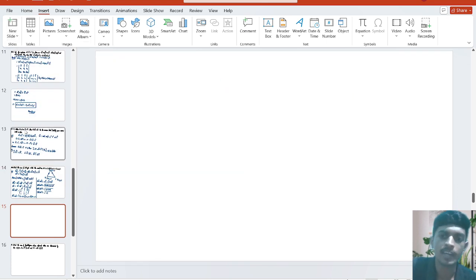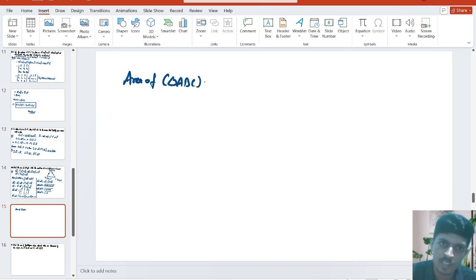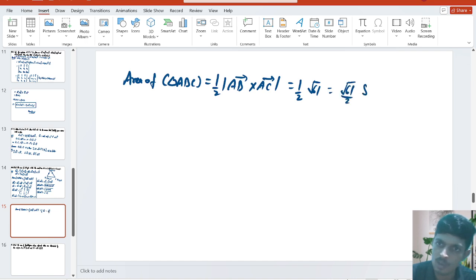So area of triangle ABC is equal to half modulus of AB cross AC. So this is half under root 61, so under root 61 by 2 square units is the area of this triangle. So this is our answer.